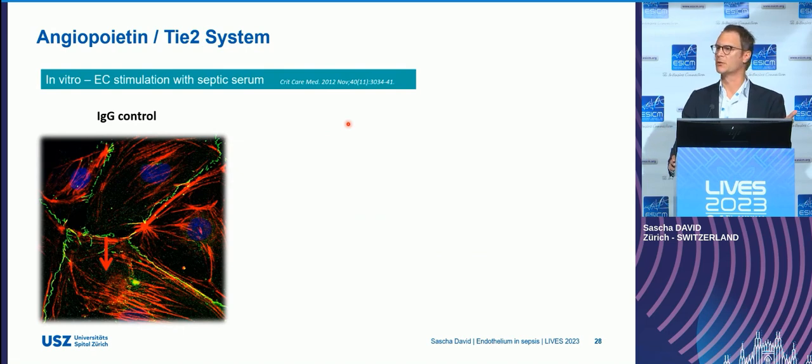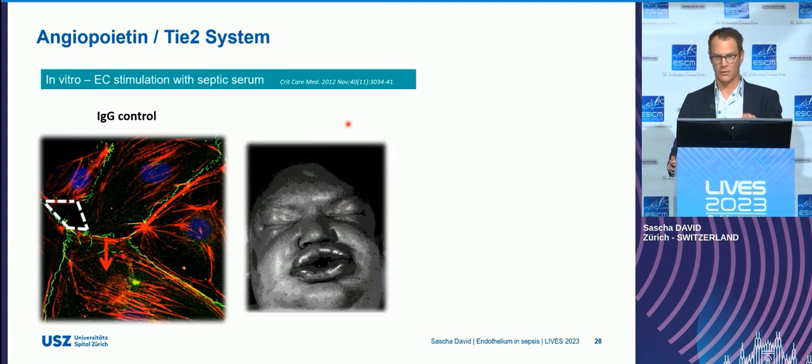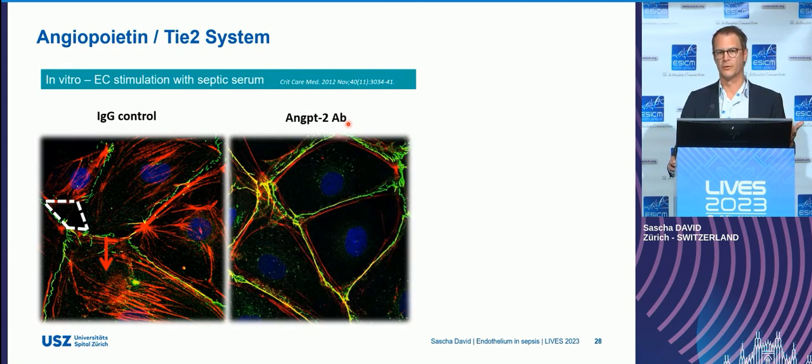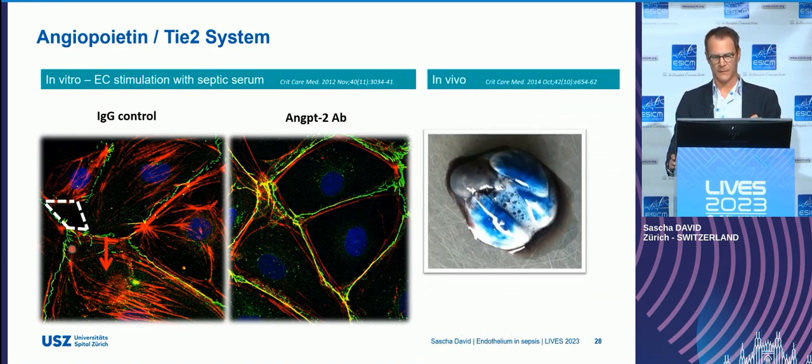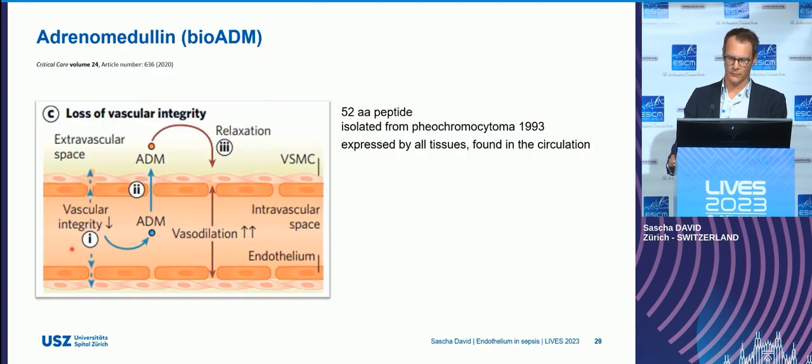A few examples how this could look like. Stressed endothelial cells by septic medium. If you add an antibody that blocks, so this would be the cellular correlate of your patient, if you block angiopoietin-2, you completely reverse this phenotype. You have no gaps anymore between the cells, and you have no actin stress fibers. You can also do these experiments in mice. You give them these antibodies. This is an assay where you can look for vascular leak, a blue dye that binds albumin. It's full in the lung. And if you treat mice with an antibody that blocks angiopoietin-2, you reverse this phenotype.